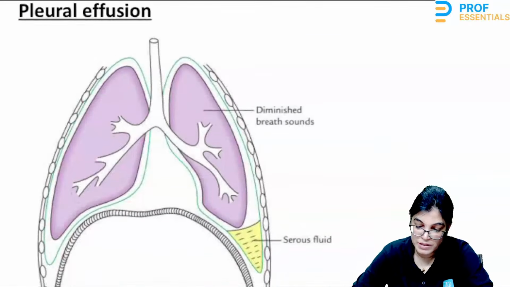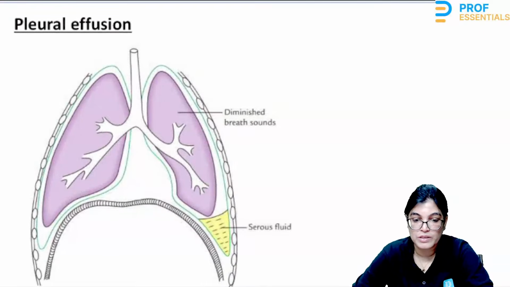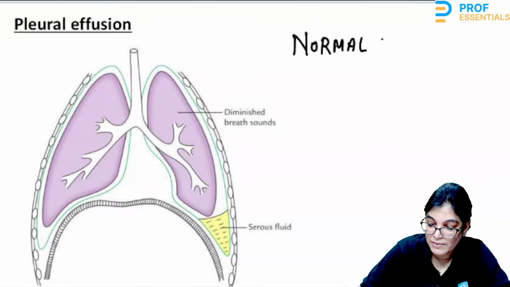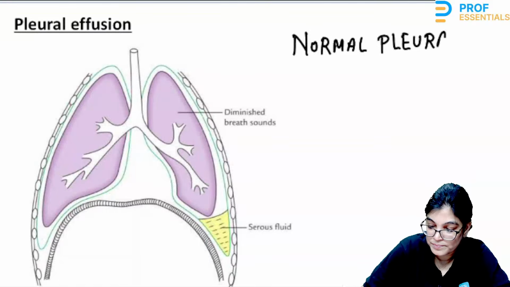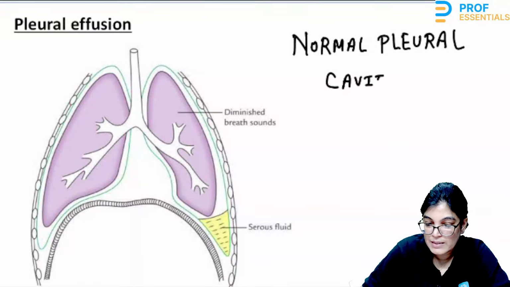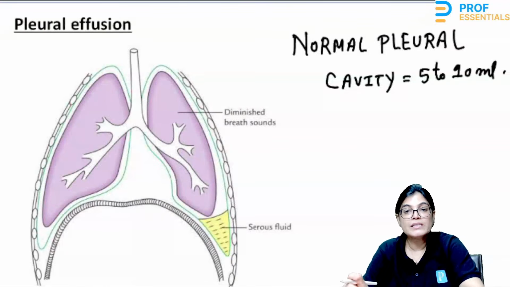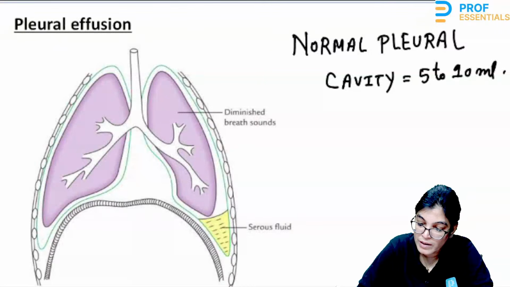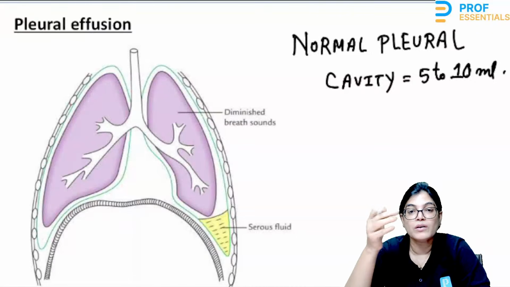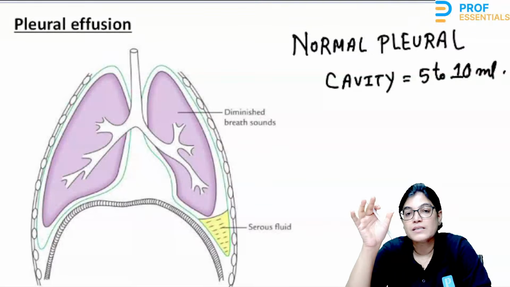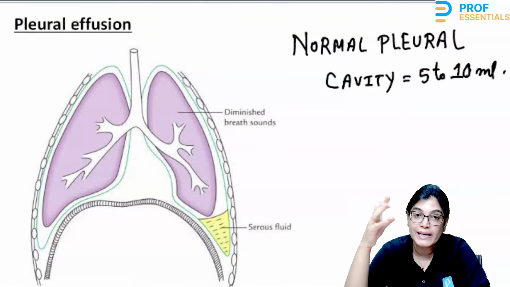Now, pleural effusion, you can see here. Normally, the pleural cavity contains just 5 to 10 ml of serous fluid, which is important for the lubrication of the layers of the visceral and parietal pleura. So basically this allows a smooth movement without any kind of friction.